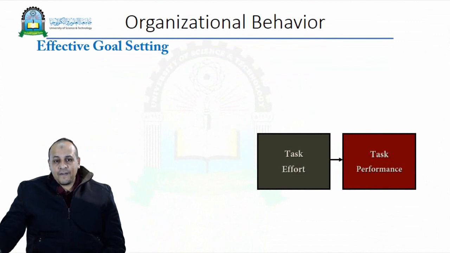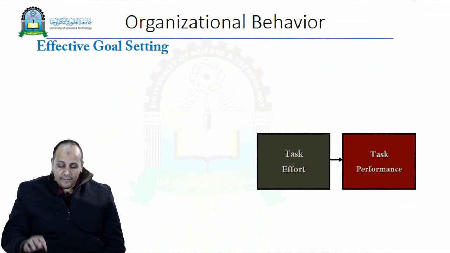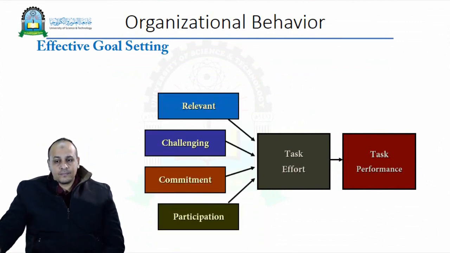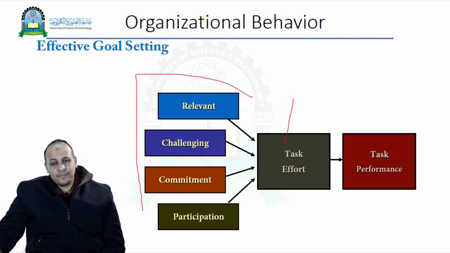Now here, effective goal setting can be one of the results creating such kind of problems, which is the goal itself is not achievable or hard enough to be achieved in a given time. We have certain issues here. If you notice here, the goal should actually be of certain kind of feature: relevant, challenging, commitment and participation in terms of the task effort. In order to do some kind of tasks, these tasks should be affiliating with these points.